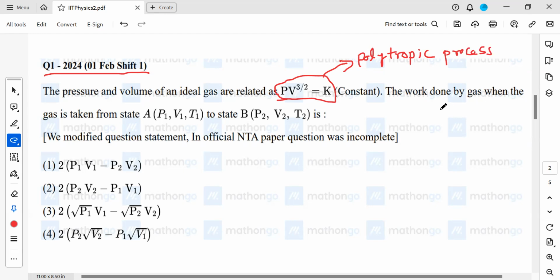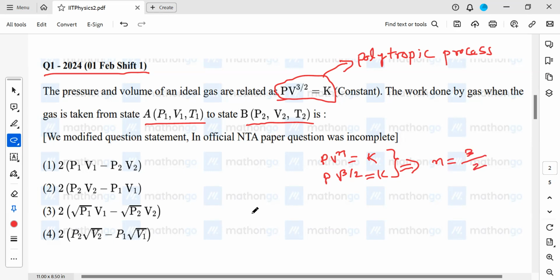Next is the work done by the gas when the gas is taken from state A, with conditions P1, V1, T1, to the final state B, that is P2, V2, T2. The process is a polytropic process, PV^n equal to constant, that is K or C. If you compare this with PV^(3/2) = K, you will get the index n of the polytropic process as 3 by 2.